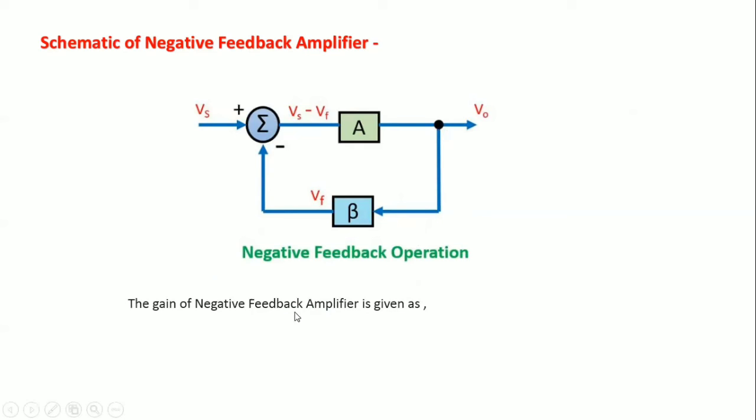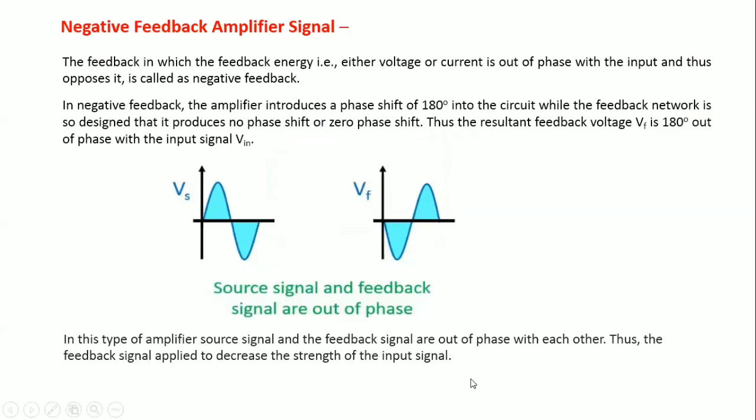The gain of the negative feedback amplifier is given by the equation AVF is equal to A divided by 1 plus A into beta. Here A stands for the amplifier gain and beta stands for the feedback fraction. So this is the equation for the negative feedback amplifier: AVF is equal to A divided by 1 plus A into beta.